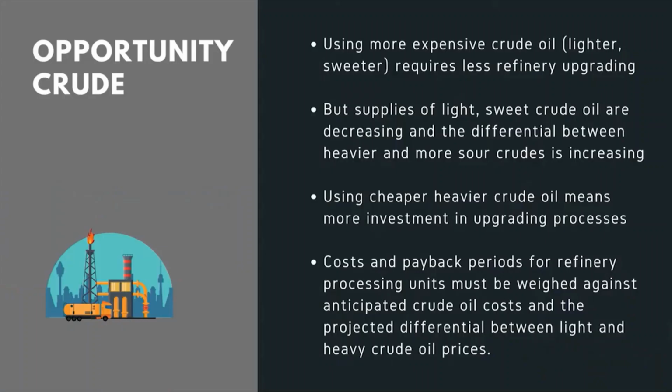Using more expensive crude oil, that is lighter and sweeter crude oil, requires less refinery upgrading, but the supplies of light sweet crude oil are decreasing, and the differential price between heavier and more sour crude is increasing. So that is, the lighter crudes are generally costlier and the heavier crudes are cheaper, and the difference in price between them is increasing. Using cheaper, heavier crude oil means more investment in upgrading processes. Cost and payback periods for refinery processing units must be weighed against anticipated crude oil cost and the projected differential between light and heavy crude oil price.